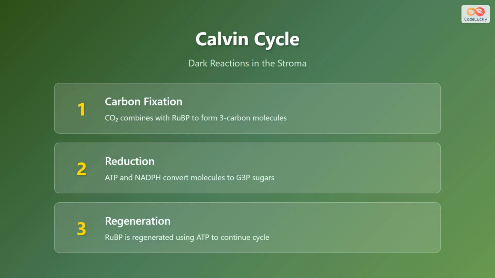The Calvin cycle, also called the dark reactions, takes place in the stroma and consists of 3 main stages. Stage 1 is carbon fixation, where carbon dioxide from the air combines with a 5-carbon molecule called RuBP to form unstable 6-carbon compounds that immediately split into 3-carbon molecules. Stage 2 is the reduction phase, where ATP and NADPH from the light reactions provide energy to convert these molecules into G3P sugars. Stage 3 is regeneration, where ATP is used to regenerate RuBP molecules, allowing the cycle to continue processing more carbon dioxide.